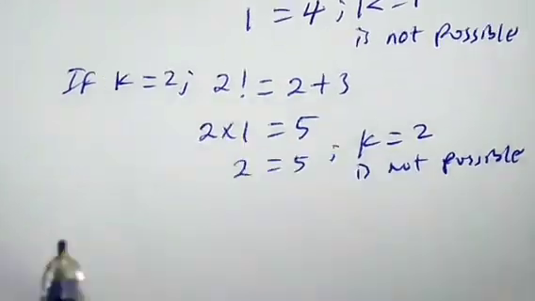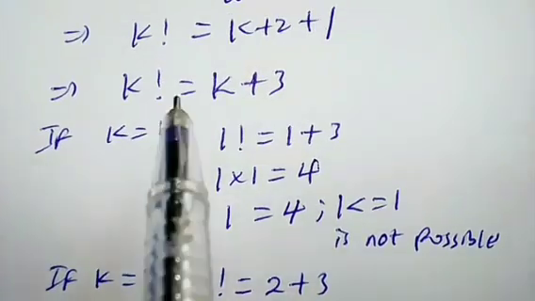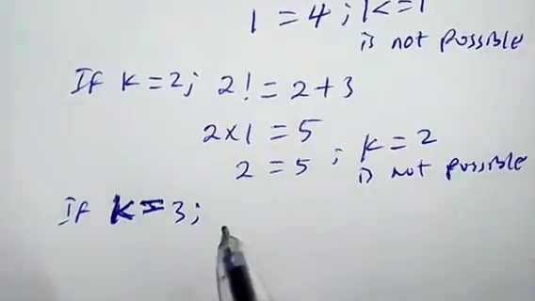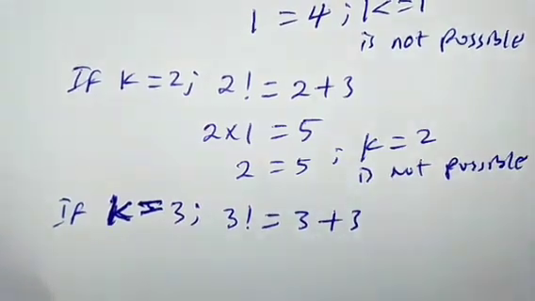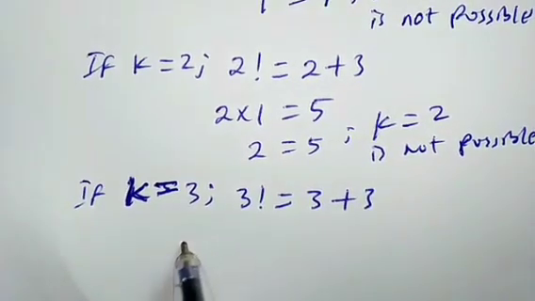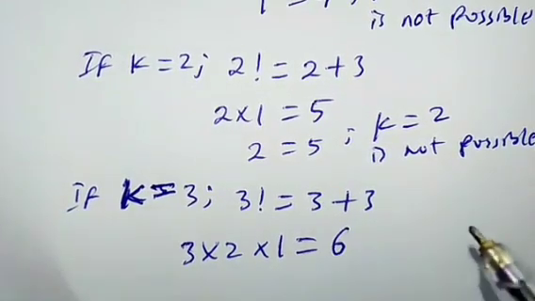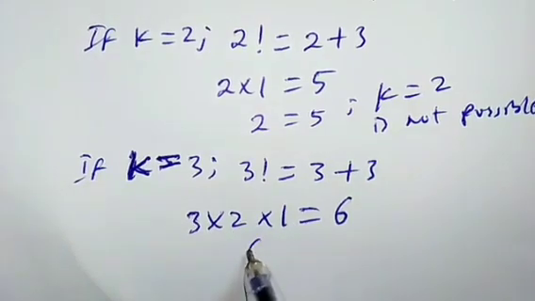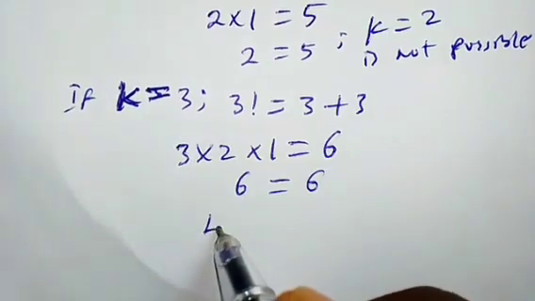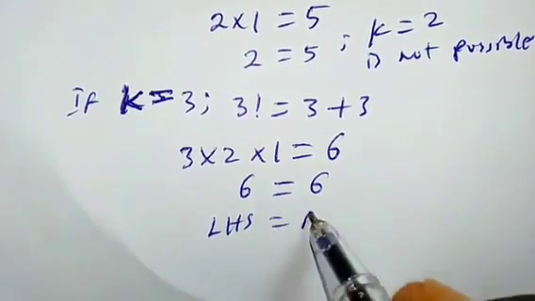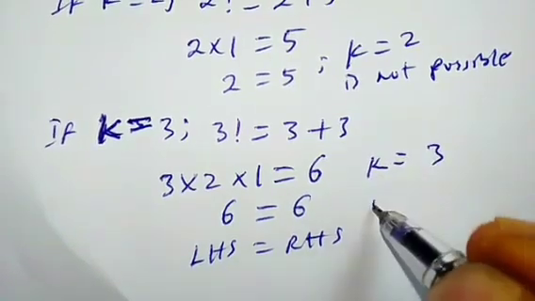Now, let us test for when k equals 3. That means this whole thing becomes 3 factorial equal to 3 plus 3. 3 factorial is the same thing as writing 3 times 2 times 1 equal to 3 plus 3, that is 6. 3 times 2 times 1, that is 6, equal to 6. This means that the left hand side is equal to the right hand side. That means k equal to 3 is possible.